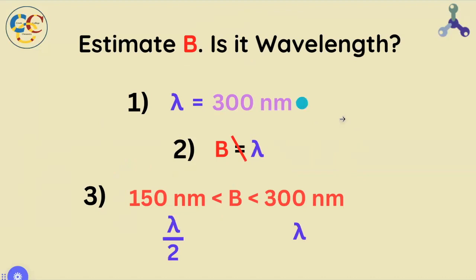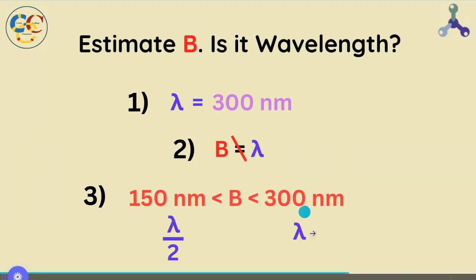In summary, 1. Wavelength is 300 nanometers. 2. B and wavelength are not the same thing. And 3. Estimating B, it's between a half of a wavelength and a full wavelength.